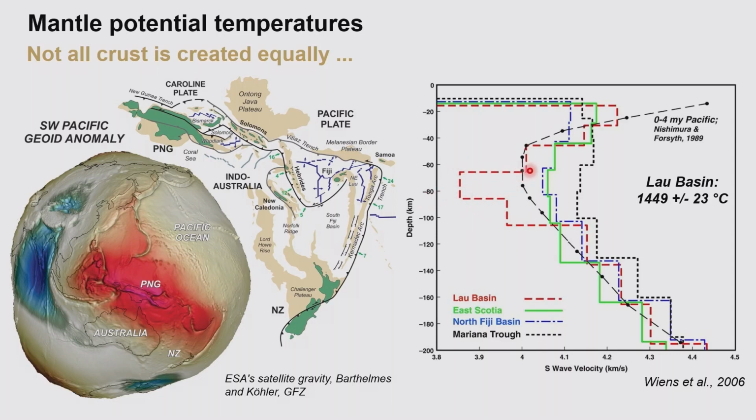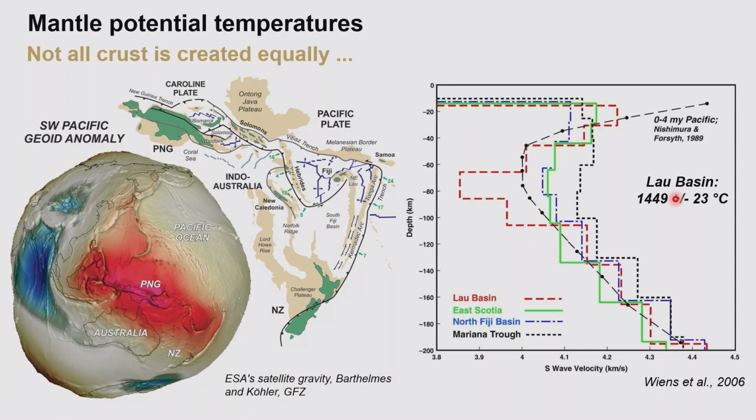Predicted mantle temperatures are at least 1,450 degrees, maybe 1,500 degrees, the hottest place in the Pacific. If there is anywhere on Earth today that is a modern analog of a hot Archean mantle, this is it. And so that's why we went there.